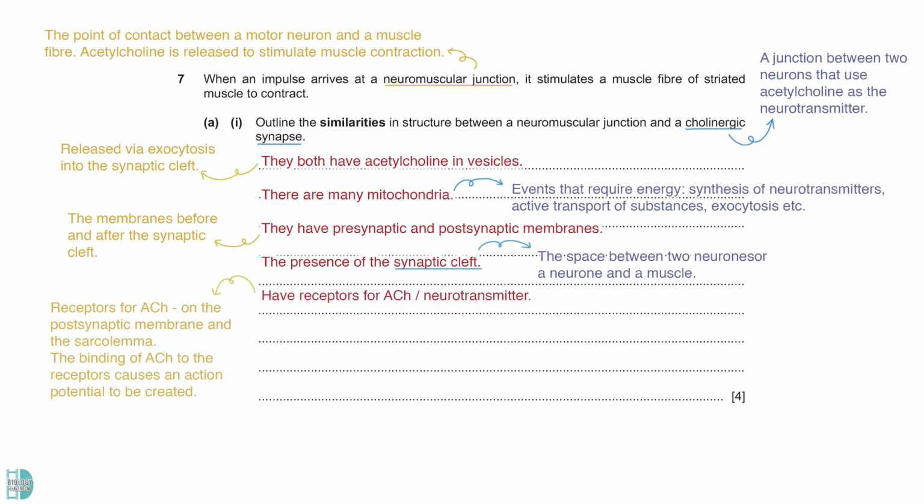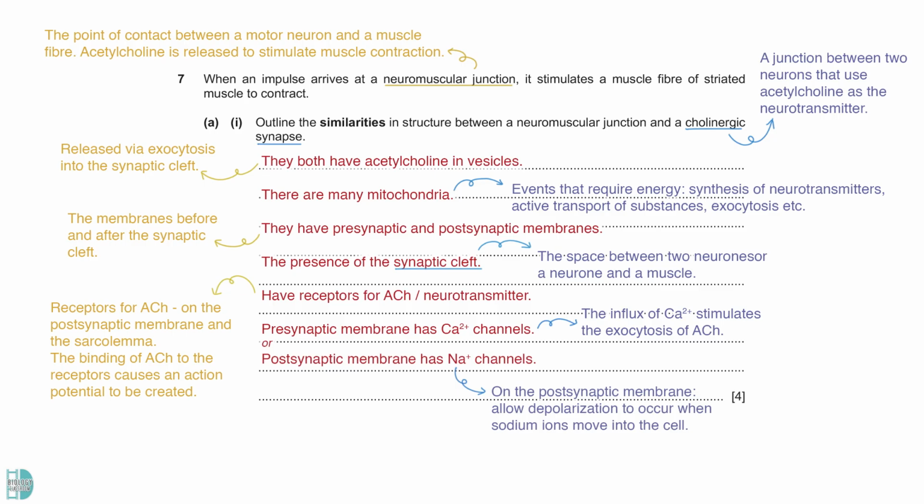They have receptors for neurotransmitters on the postsynaptic membrane and the sarcolemma. The binding of acetylcholine to the receptors causes an action potential to be created. The presynaptic membrane for both has calcium ion channels. The influx of calcium ions stimulates the exocytosis of acetylcholine. On the other hand, the postsynaptic membrane has sodium ion channels, which allow depolarization to occur when sodium ions move into the cell.